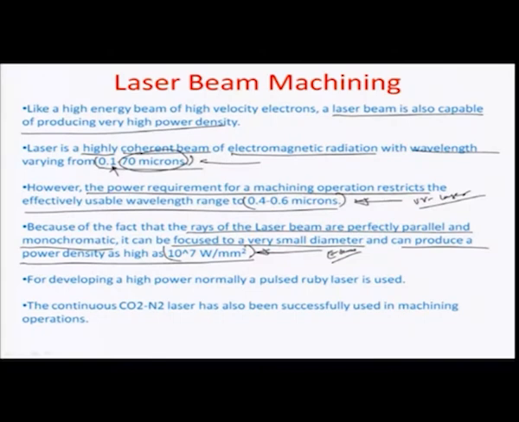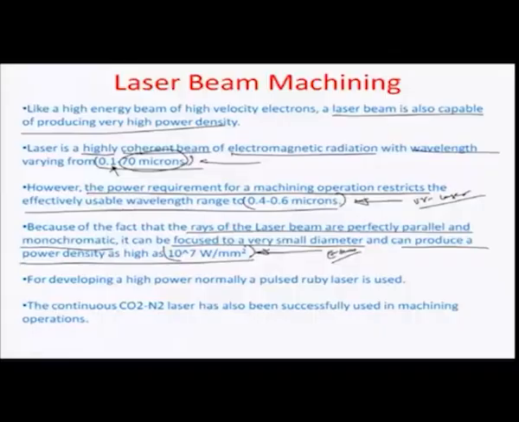So, for developing a high power laser, normally a UV laser is used. These days there is also a high energy laser, the UV laser, which is very often used. And then there are continuous CO2, carbon dioxide, nitrogen lasers which have been very successfully used for all kinds of machining operations.